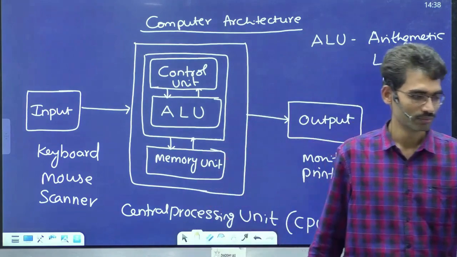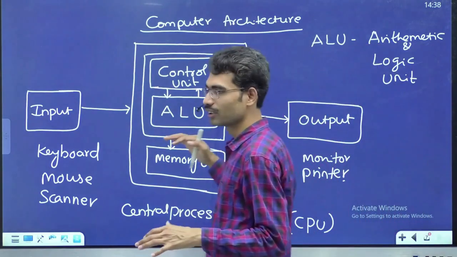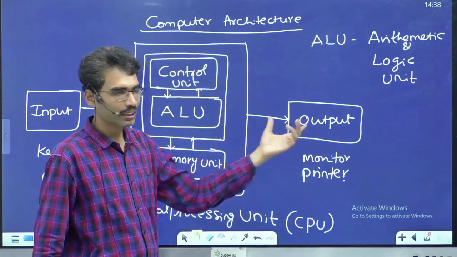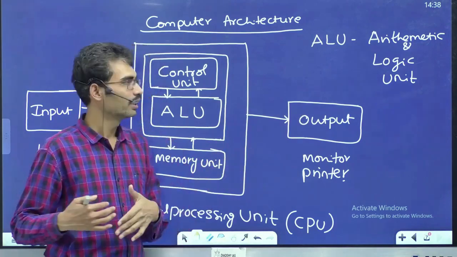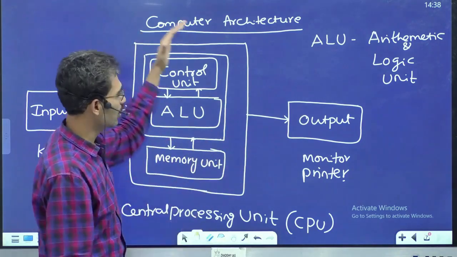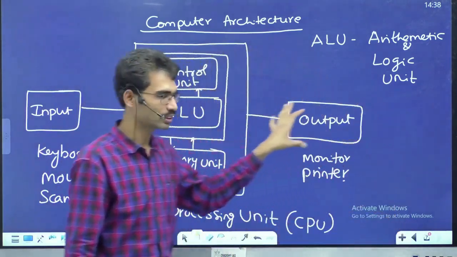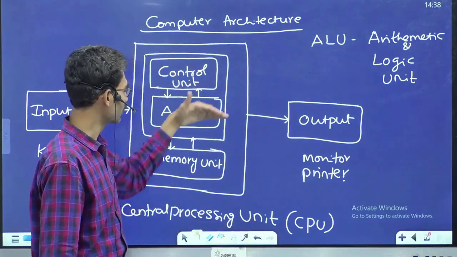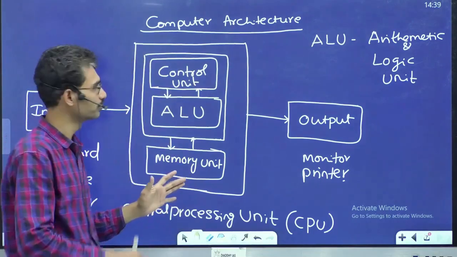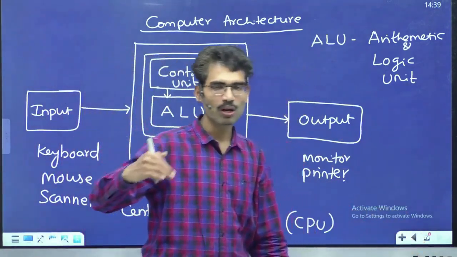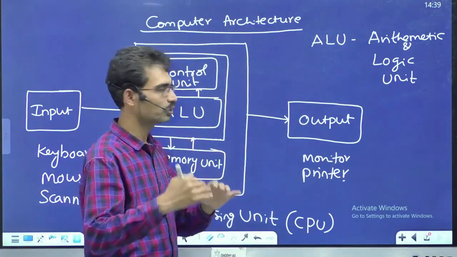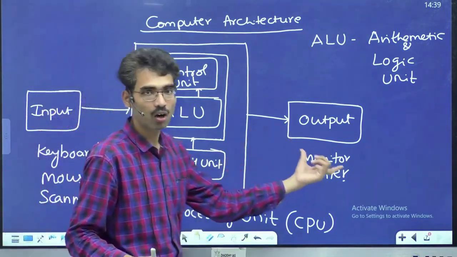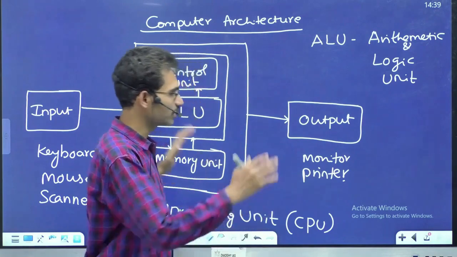Now, who gave this particular type of architecture? This architecture was not there in the earlier days. It is a recent phenomenon. Here itself questions are there. What does ALU stand for, one question. What does the CPU contain: control unit, ALU, memory, all of the above. Keyboard, mouse, scanner are examples of input. Monitor, printer are examples of output. So input, output, CPU, this is the basic structure.